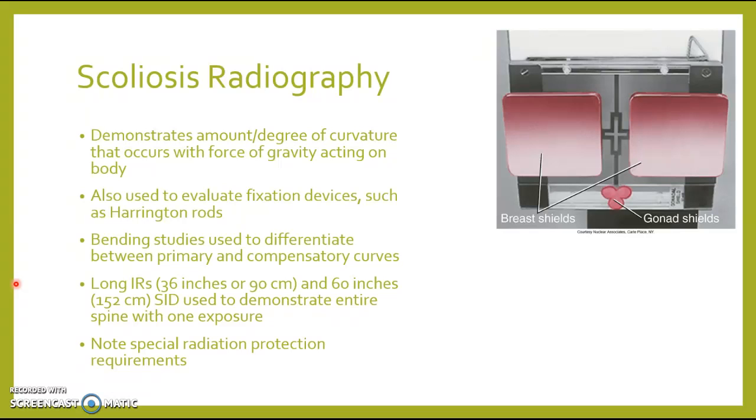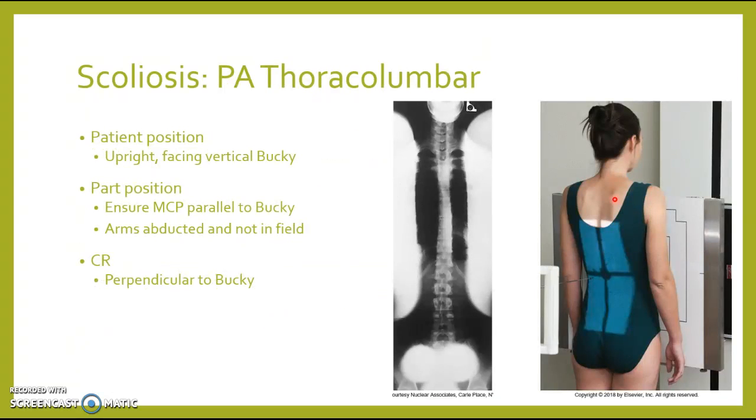A long image receptor will be used, as well as a 60-inch SID to demonstrate the entire spine in one exposure. Also note that you will have special radiation protection requirements, using breast shields and gonadal shields that attach to the tube head. So for scoliosis, it is best to do the exposure as a PA in order to reduce the radiation exposure to the breast and the thyroid.